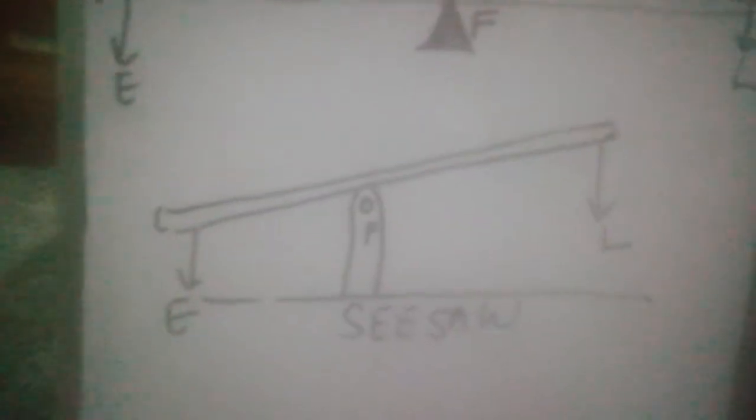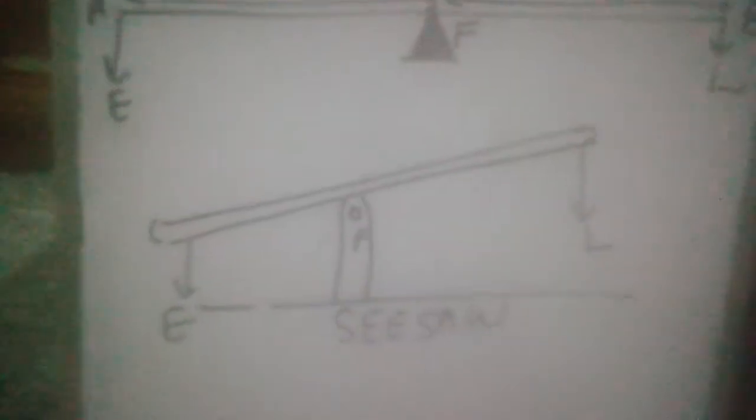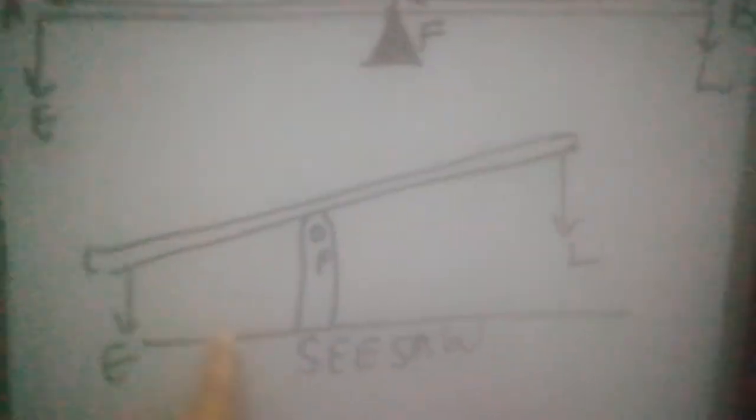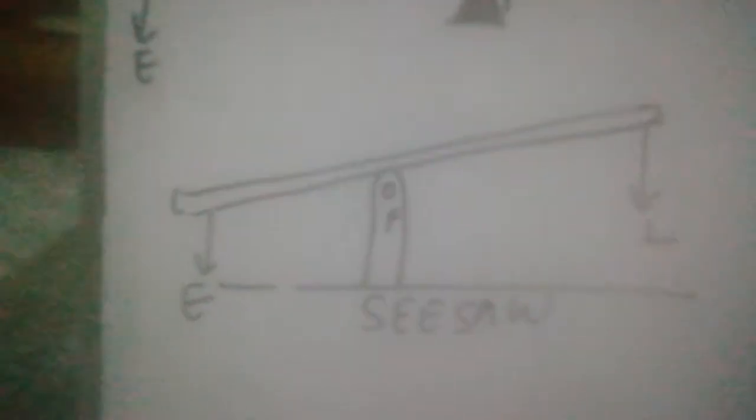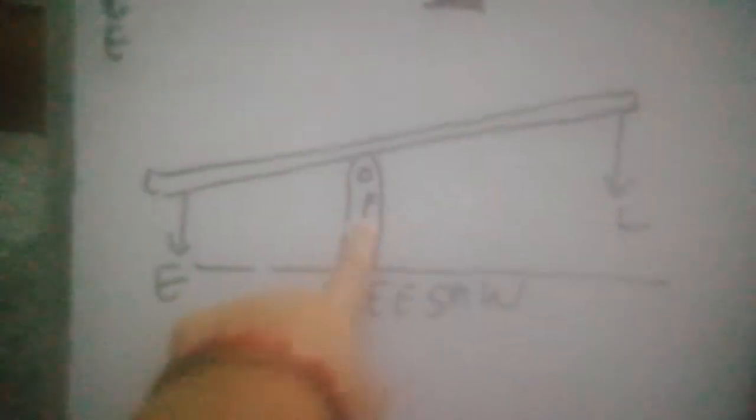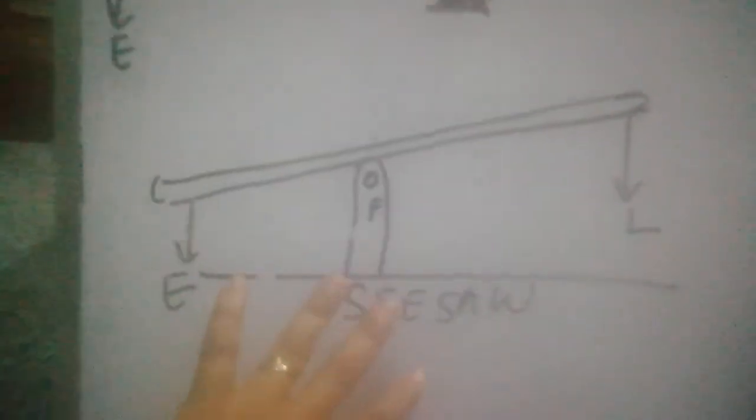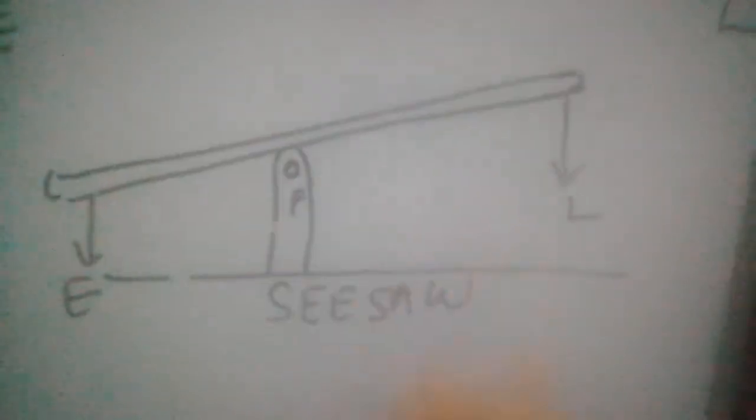Okay children, now there are many class 1 lever examples. For example, first a seesaw. A seesaw is a good example of a class 1 lever. You can see this is the fulcrum. You can see it in parks. The fulcrum is not moving, it is fixed at its position, with the effort and the load on either side.